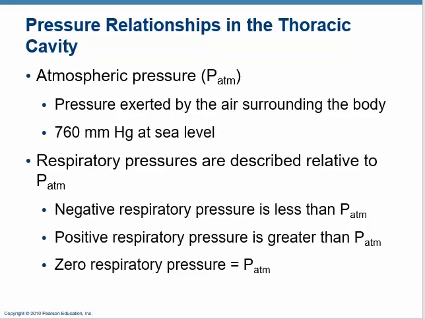So all the rest of the pressures that we're going to talk about are in relation to atmospheric pressure. Now, a negative pressure is any pressure less than atmospheric pressure. A positive pressure is greater than atmospheric pressure. And if it's the same as atmospheric pressure, then there's no pressure difference, so it doesn't cause air to flow. So if we have a negative pressure in the lungs, so it's less than atmospheric pressure, air will enter the lungs. If we have a positive respiratory pressure in the lungs, greater than atmospheric, air will leave, and there will be no air moving if it's equal.